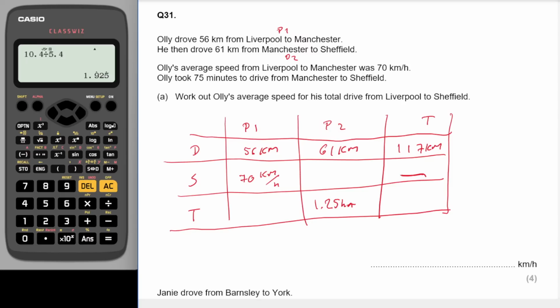We really want the total time next. So the total time is, if we work out the speed is equal to distance divided by time. So time is equal to distance divided by speed. So 56 divided by 70 is 4/5 of an hour, which is 0.8. So the total time is going to be 2.05.